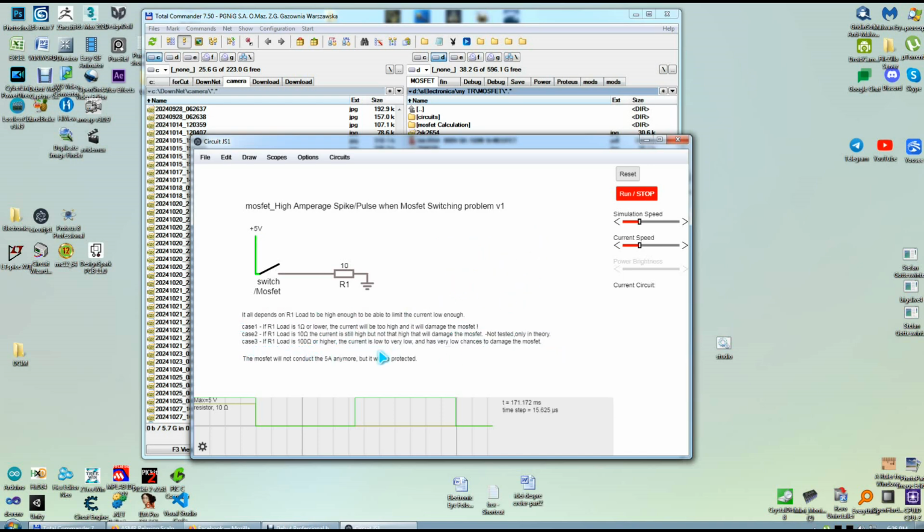The last case: if the resistor load is 100 ohms, let me change this to 100 ohms, or higher than 100 ohms, the current is low to very low, like you've seen here, 50 milliamps, which is almost nothing, and has very low chances to damage the MOSFET. The MOSFET will not conduct the 5 amps anymore like it was doing in the 1 ohm situation, but it will be protected from the switching of the power supply. That's what all this saving file that I created here is about.